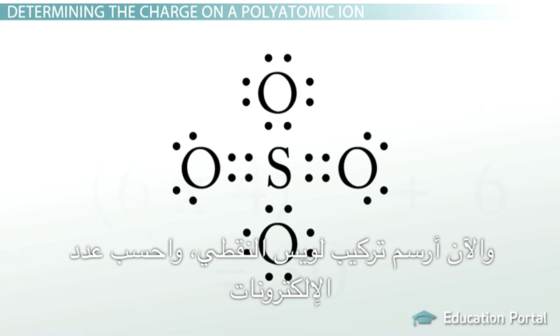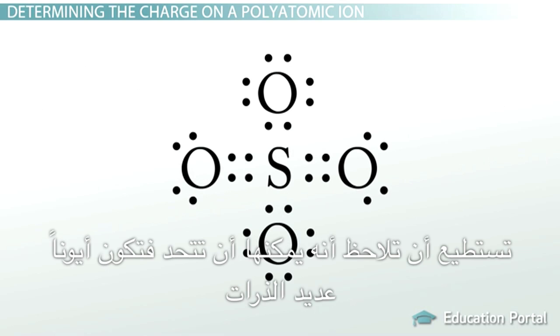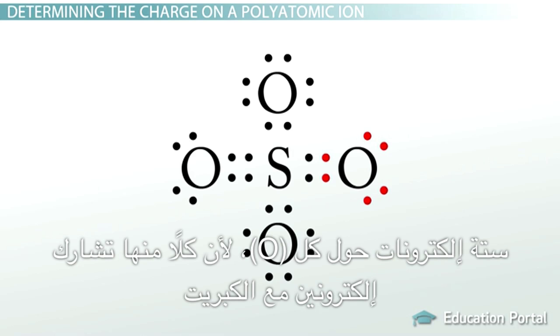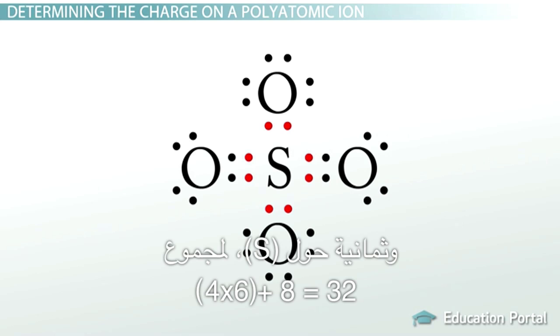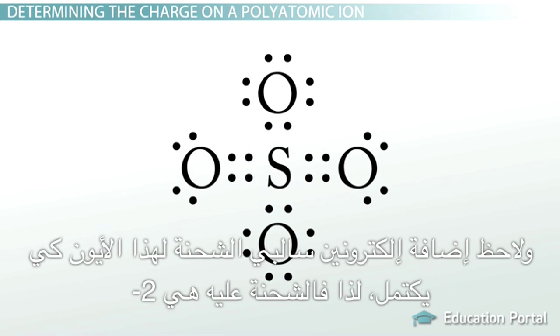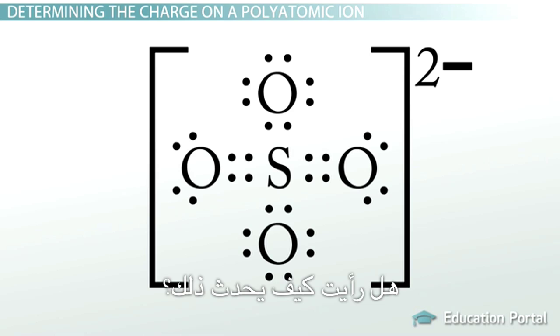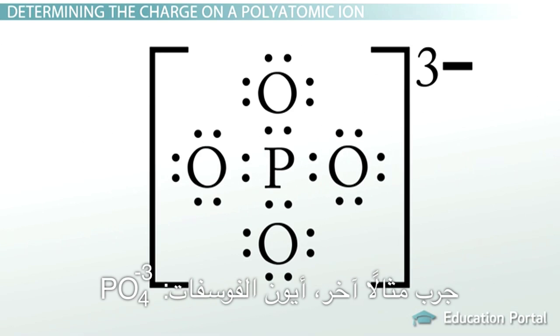Now write the Lewis dot structure and count the electrons. You can see that they combine to make a polyatomic ion. They have to have 32 electrons so that the octet rule is followed: 6 electrons around each O, because they are each sharing 2 electrons with the sulfur, and 8 around the S, for a total of 6 times 4 plus 8 equals 32. So you've added 2 negatively charged electrons to make this ion work, so the charge on it is -2. See how that works? Try one more.